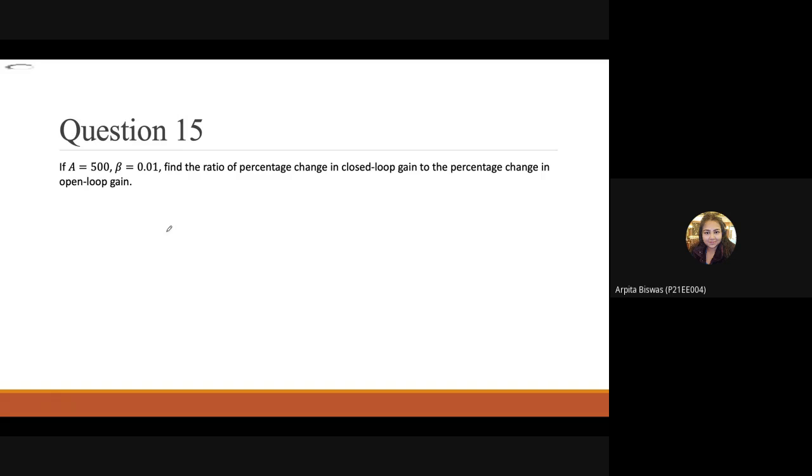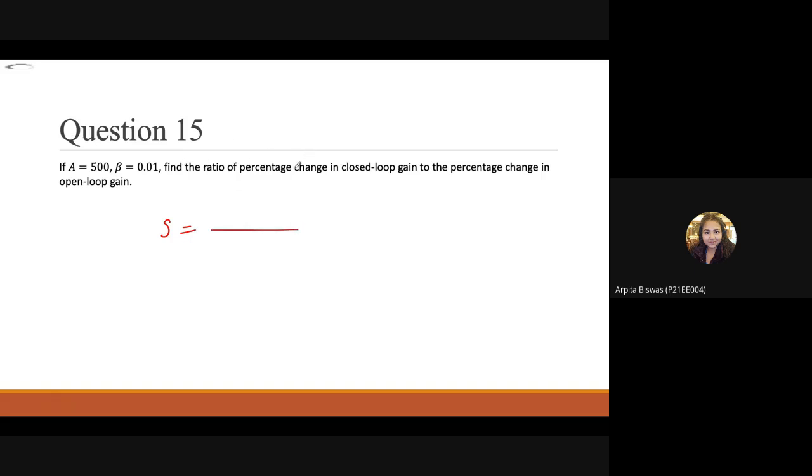How have you found it out? Yes, ma'am. Ma'am, first I have taken AF equal to A by 1 plus A beta, ma'am. Then I differentiated it with respect to A. Okay. See, you can use this formula also for the changes. Okay, so what is it telling here?